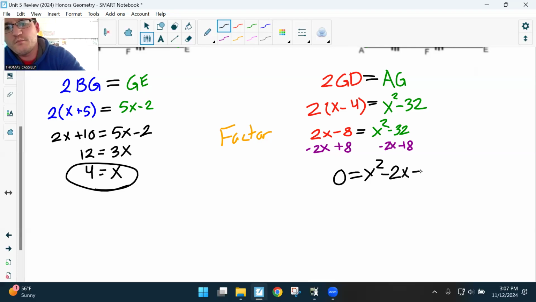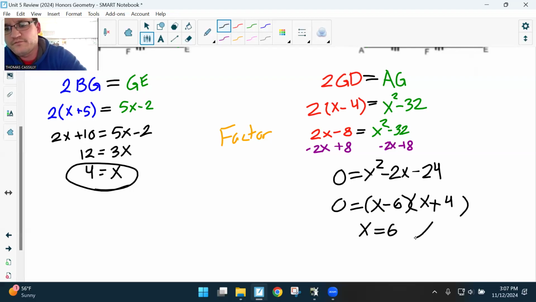Let's try this. How about minus 24? I said 24 and I wrote a 26. Let's try 24. So we have 0 equals, I bet this one factors, an x and an x. What times what is 24? How about a 6 times a 4? Are they 2 apart? Yeah, they are. So let's make it a -6 and a +4. Therefore, x equals 6, x equals -4.